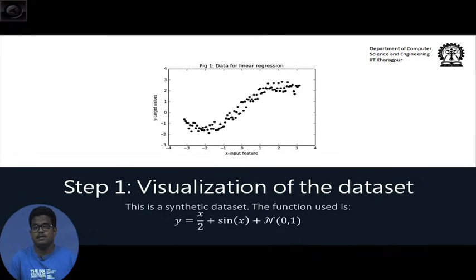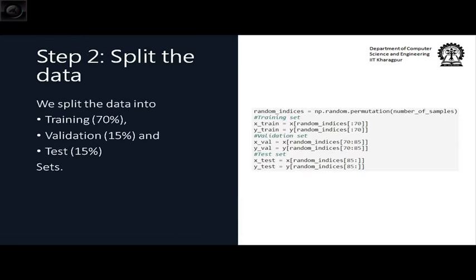The first step in any machine learning problem solving is to visualize the data set, and this gives a nice picture of how complex the problem actually is and how to go about solving it. So visualization is important. The second step in any machine learning application is to split the data set which is available to us into three fragments: the training data set, the validation set, and the test set.